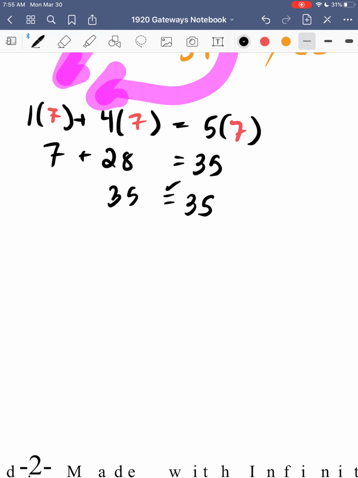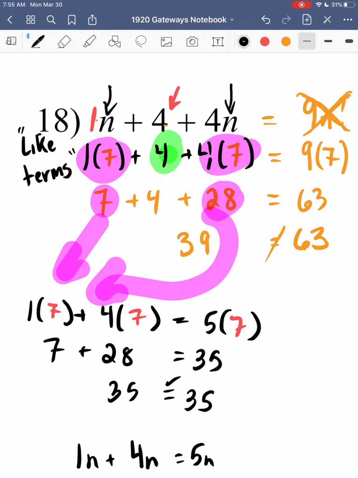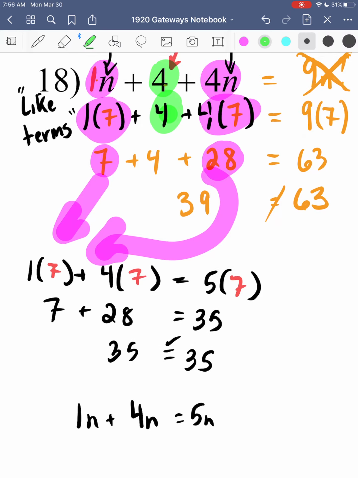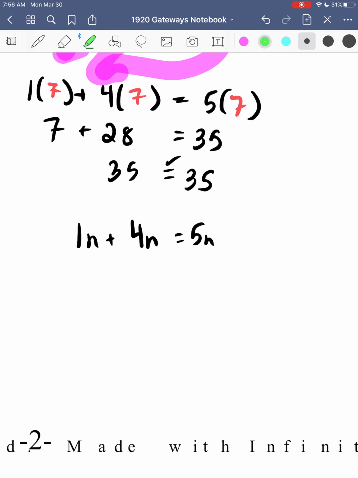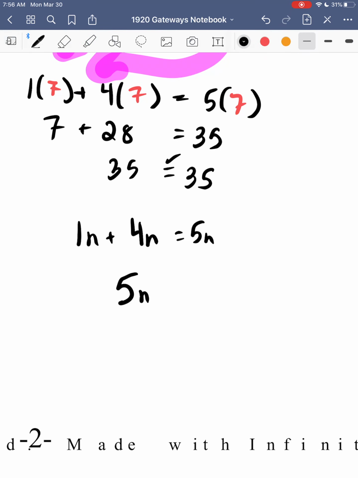Instead of saying 1 times 7 plus 4 times 7, we don't know if it's 7. We just made that up. So we're not going to write that. We're going to say 1n plus 4n is the same thing as 5n. So going back up to our question, we know that these are now like terms, so that's going to be 5n. But we just said that green 4, well, that's not the same thing because we're not multiplying it by some number. So we just have to let it be. So basically the simplification of this is going to be 5n plus 4. And that's it.